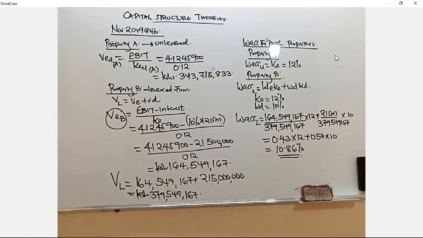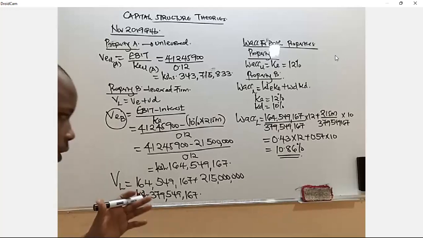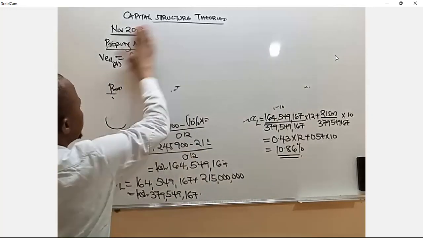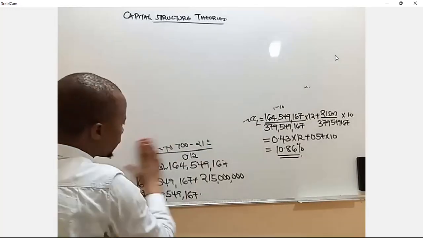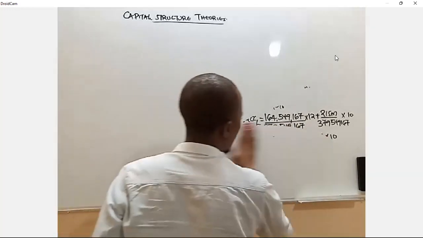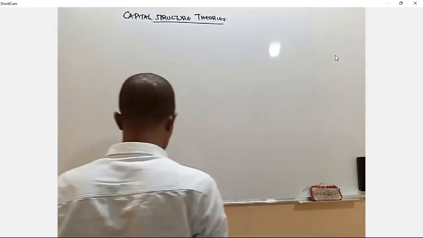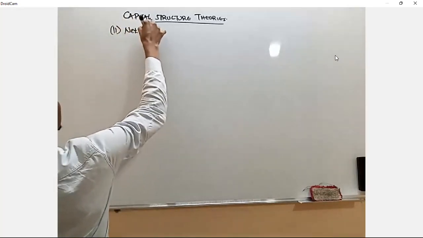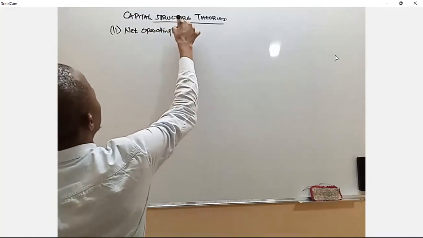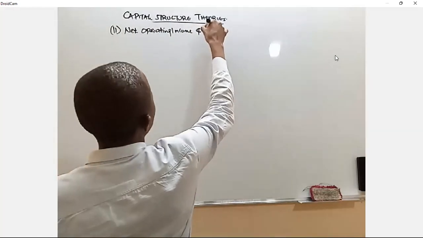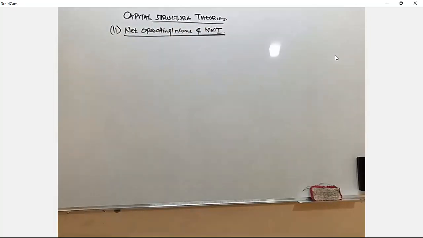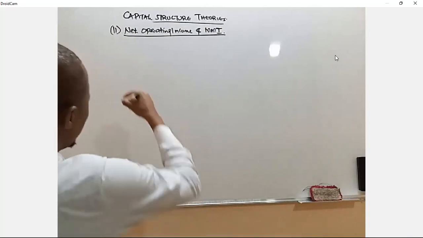Now, allow me to combine two things as we continue with our syllabus. I just want us to combine the net operating income and MM1. The net operating income and MM1. That is the thing that I just want to combine, because they analyze similar things.